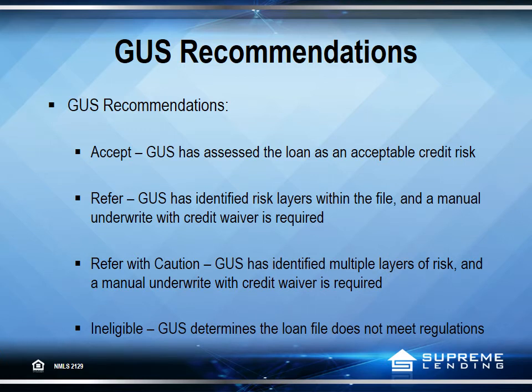The GUS recommendations are accept, which means GUS has assessed the loan as an acceptable credit risk. Refer means that GUS has identified risk layers within the file, and a manual underwrite with a credit waiver is required. A GUS recommendation of refer with caution indicates that GUS has identified multiple layers of risk, and a manual underwrite with credit waiver is required. An ineligible recommendation means that GUS determines the loan file does not meet regulations.